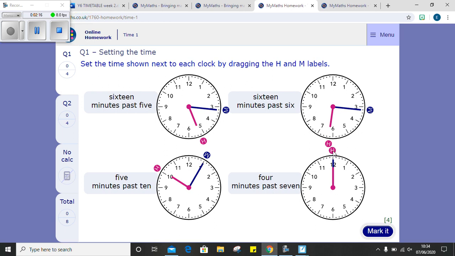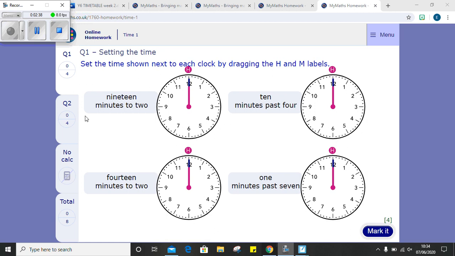4 minutes past 7. So again, make it 7 o'clock. And then 4 minutes past: 1, 2, 3, 4 minutes past 7.